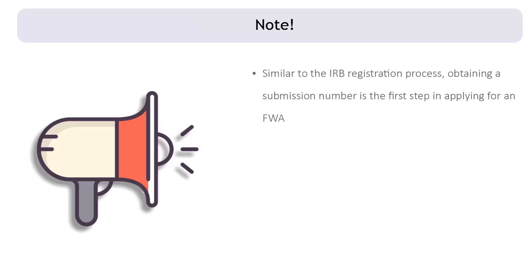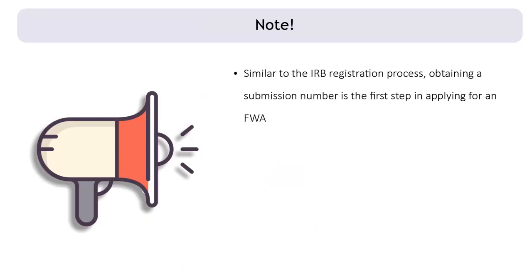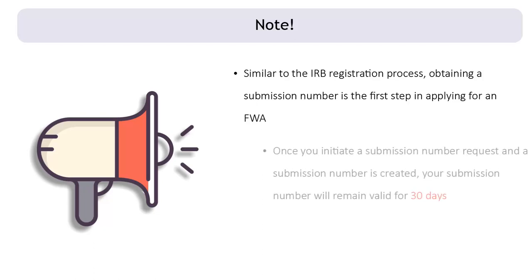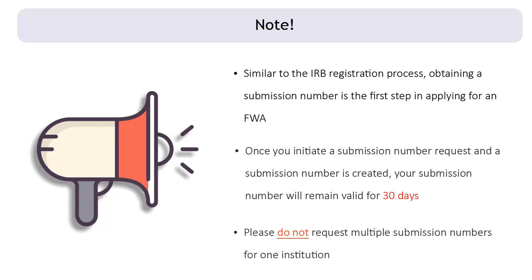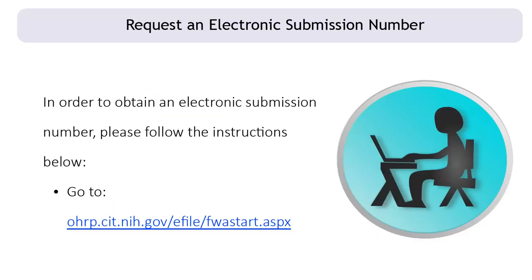Similar to the IRB registration process, obtaining a submission number is the first step in applying for an FWA. Once you initiate a submission number request and a submission number is created, your submission number will remain valid for 30 days. Please do not request multiple submission numbers for one institution. In order to obtain an electronic submission number, please follow the instructions below.